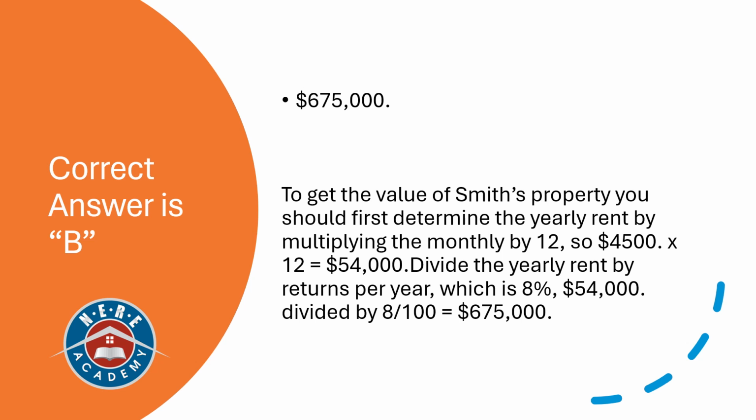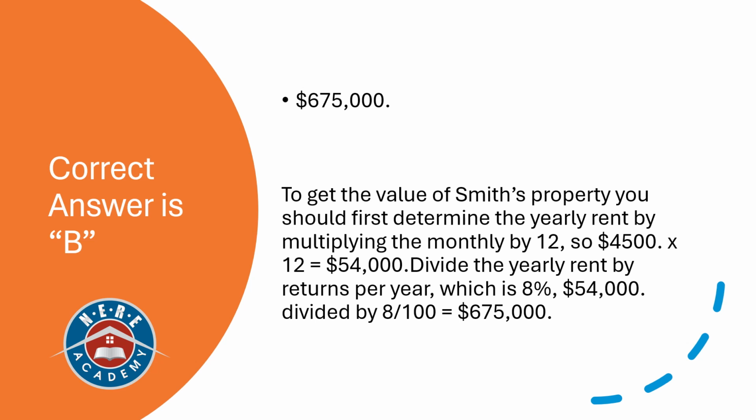Was this a tough one for you? Our correct answer here is B, $675,000. So how did we do that? To get the value of Smith's property, you should first determine the yearly rent, multiplying the monthly by 12. So if the rent is $4,500 times 12, that's $54,000 a year.